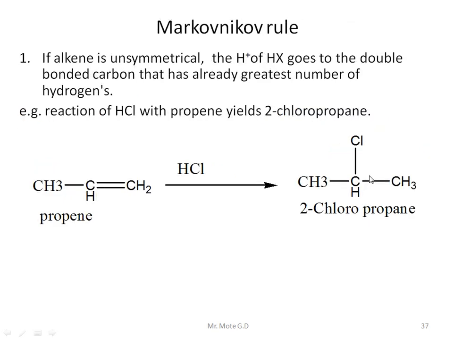Then Markovnikov rule for the addition of hydrogen halides. If the alkene is unsymmetrical, H of HX goes to the double bonded carbon atom that already has the greatest number of hydrogens. So I have one example, propene. So hydrogen goes to there and chlorine goes to there to form 2-chloropropane.